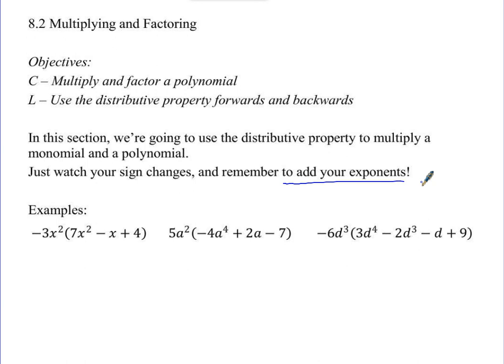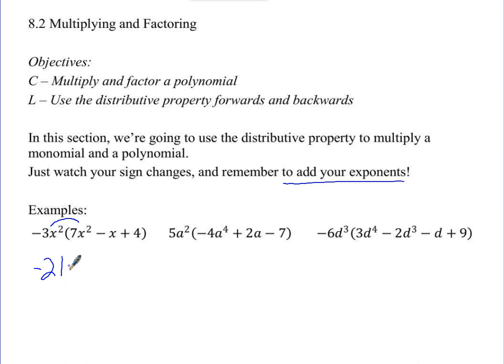So the distributive property says the term out front, this monomial right here, is being multiplied into here and here and here. So we're going negative 3x squared times 7x squared. What do we get? Negative 21. But now I have x squared times x squared, which is what? It's x to the 4th.